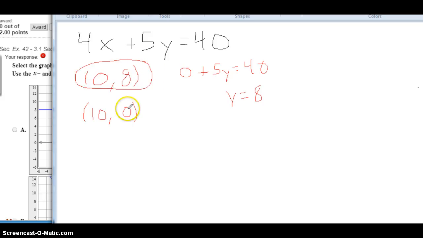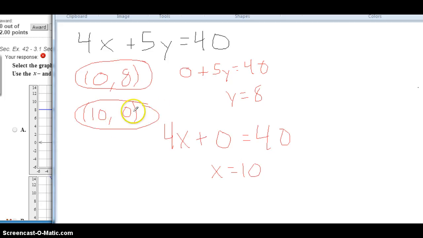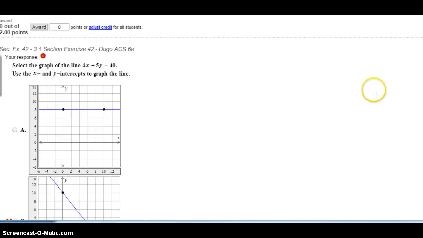And then do the same thing for y. Plug a 0 in for y. So you have 4x plus 0, because 5 times 0 is 0. And that'll equal 40. So if 4 times x equals 40, x has to be 10. So you get the 2 points. The intercepts 10, 0, and 0, 8.